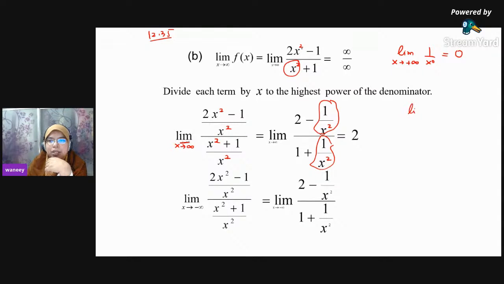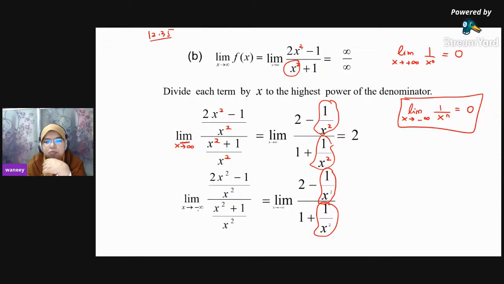And then another one that we learned yesterday is that the limit as x approaches negative infinity of 1 over x to the power of n is also 0. Therefore, this fraction is simply 0. This fraction is also 0. So we got 2 minus 0 over 1 plus 0, which is simply equal to 2. Therefore, we can say that y equal to 2 is a horizontal asymptote of f(x).